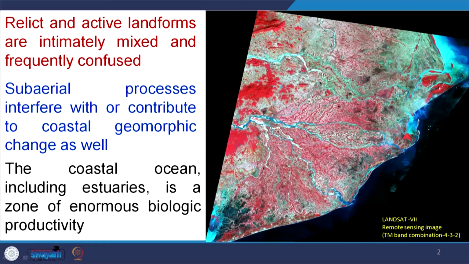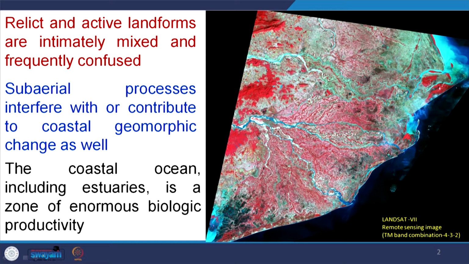We have to distinguish which landforms are formed by which type of process, which are the relict landforms formed during past processes, and which are the present landforms occurring nowadays. This is the theme of today's class. Relict and active landforms are intimately mixed and frequently confused.